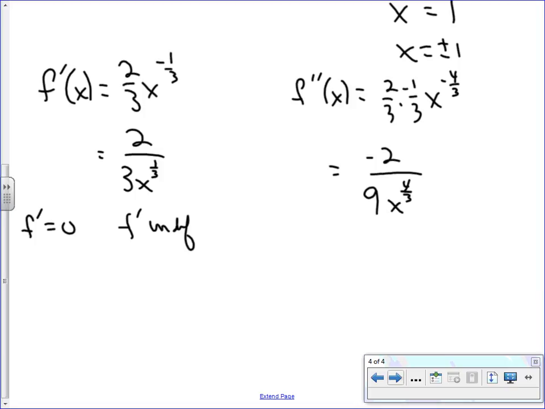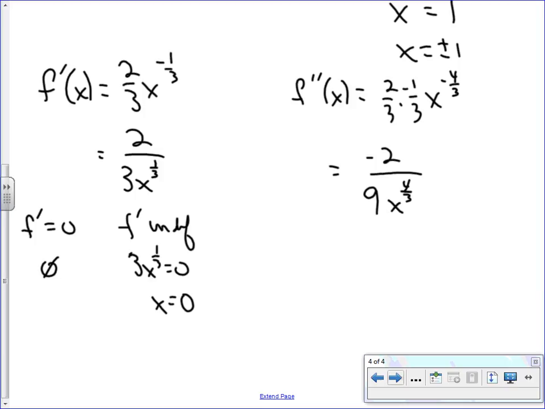Where is f prime equal to 0? Never. Okay, it's where 2 equals 0, which doesn't happen. Yes? Where is f prime undefined? It's where 3x to the 1/3 equals 0, which is where x equals 0. So the point is 0. Okay? This is the first time we come up with one that has f prime undefined.